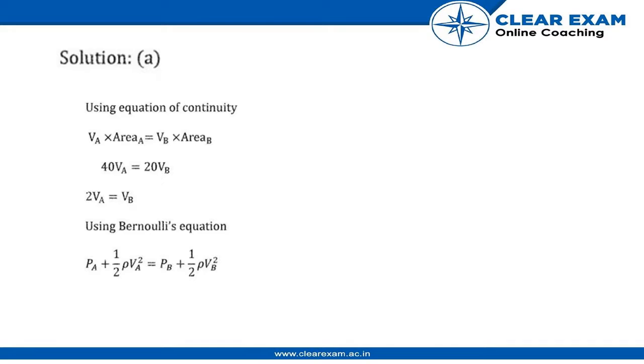So, as you can see on your screen, using the equation of continuity, VA into the area of the first tube will equal VB into the area of the second tube. By putting the values given in the question, we will get 2 VA is equal to VB. Now using Bernoulli's equation, we know that PA plus 1 by 2 rho VA square is equal to PB plus 1 by 2 rho VB whole square.